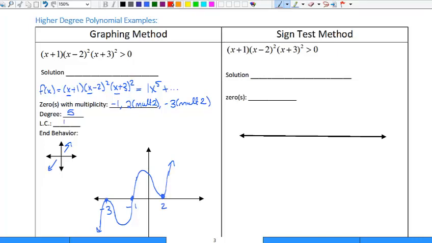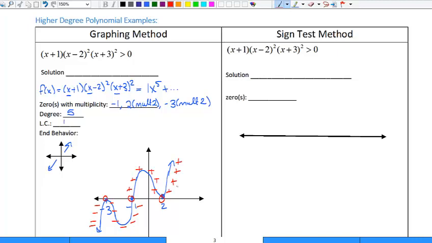Now that I have the graph using the x-intercepts and the end behavior, I'm going to mark the positive and negative values on the graph. Anything below the x-axis gets me negative values. Anything on the x-axis gets me zeros. I have negatives again, a 0. Then I'm above the x-axis, which gets me positive values, 0 again, and then positive values again.